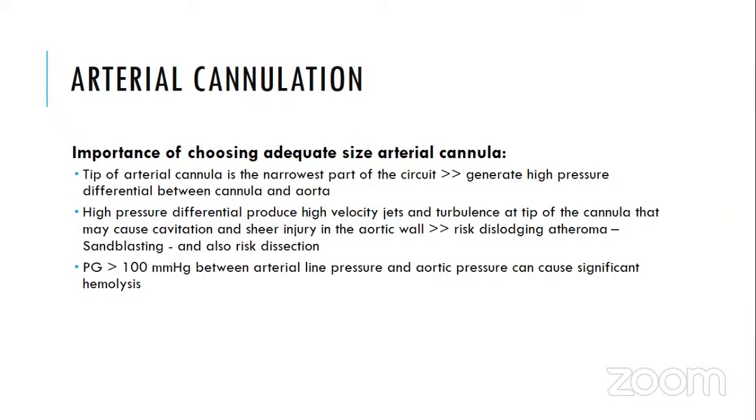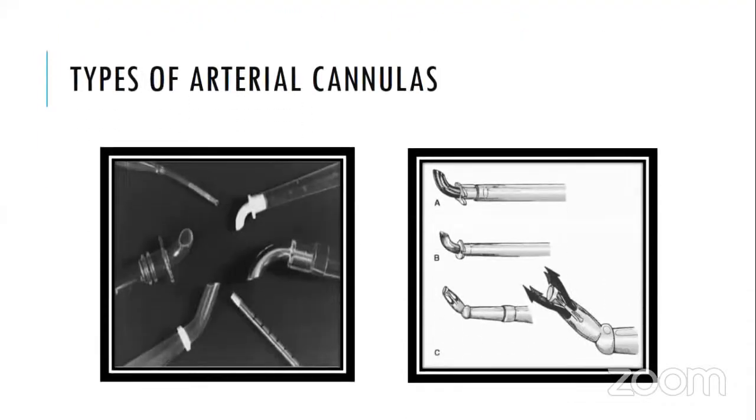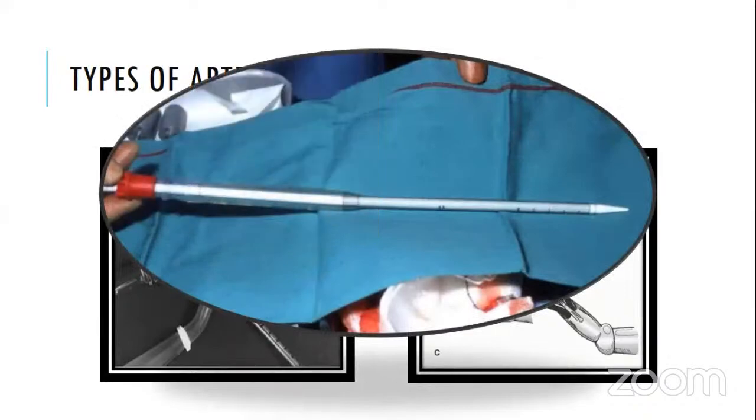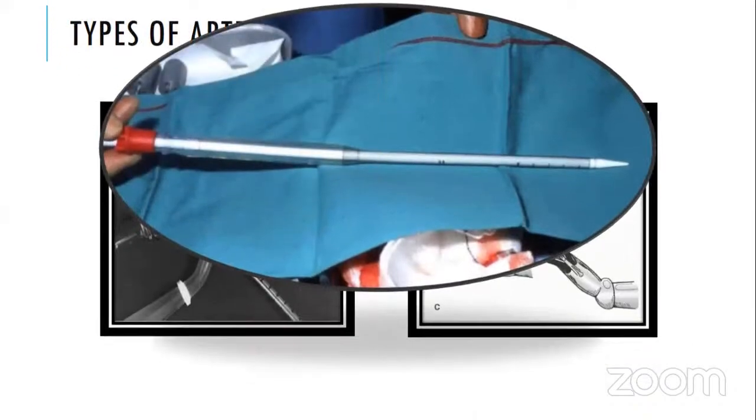A pressure gradient of more than 100 millimeters of mercury between arterial line pressure and aortic pressure can cause significant hemolysis. We have different types of arterial cannula. We have the straight, beveled, and the curved. Most commonly used are the straight cannulas with an outer tip.